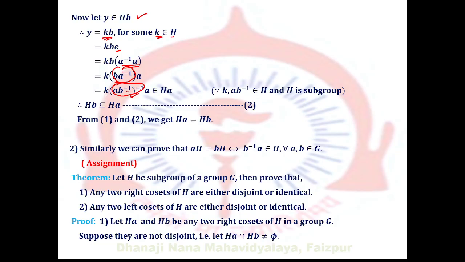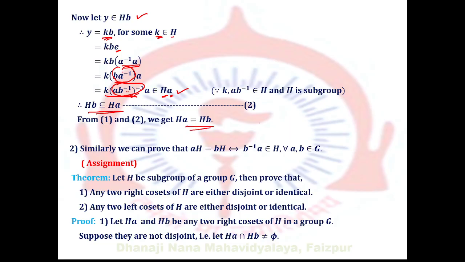K हा H चा element आहे, म्हणजे हा total k into AB inverse inverse is element of H, आणि हा A म्हणजे हा element झाला H into A. म्हणजे y belongs to HB implies y belongs to HA. So thus we get HB is equal to HA. So thus from equation 1 we have HA is subset of HB and HB is subset of HA. So therefore both sets are equal.